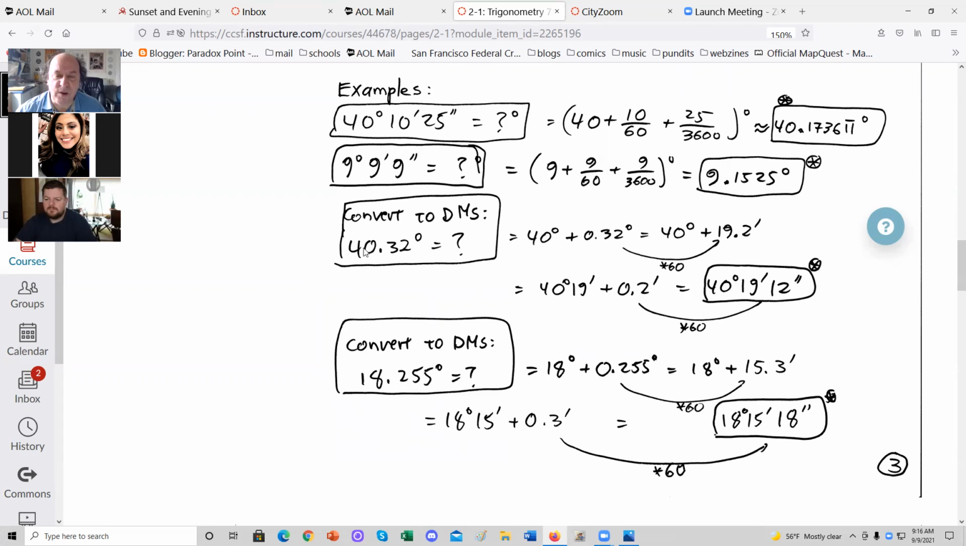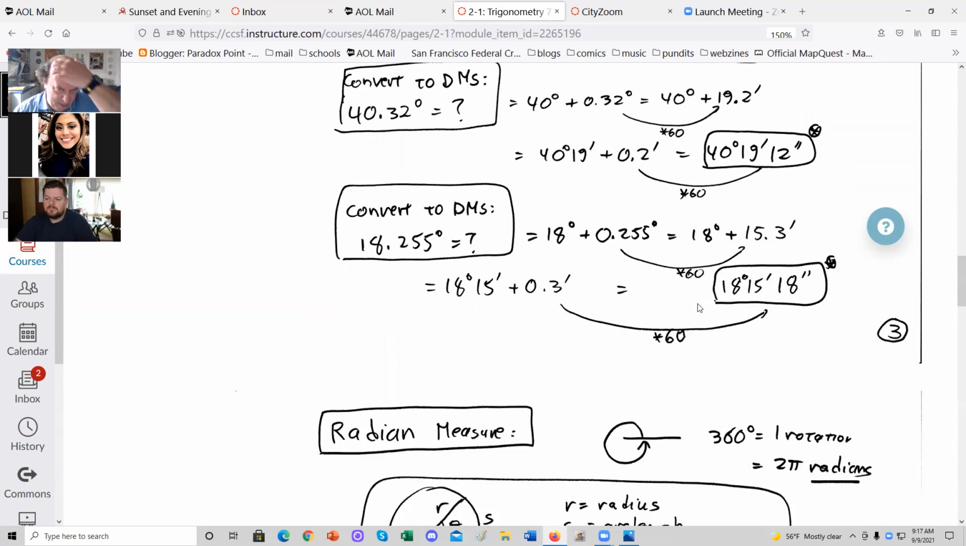Now, you can go backwards from decimal degrees to DMS. You have to pull out multiples of 60. For example, 40.32 degrees. Well, that's 40 degrees, that's the degrees, plus 0.32 degrees. Now, a degree is 60 minutes, so you multiply 0.32 times 60 and get 40 degrees plus 19.2 minutes. So that's 40 degrees, 19 minutes plus 0.2 minutes. Each minute is 60 seconds, so you multiply 0.2 minutes by 60 and get 12 seconds. So you get 40 degrees, 19 minutes, 12 seconds.